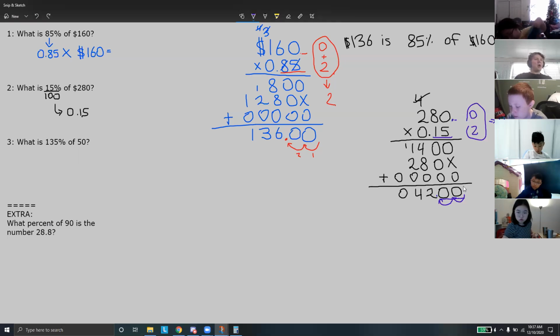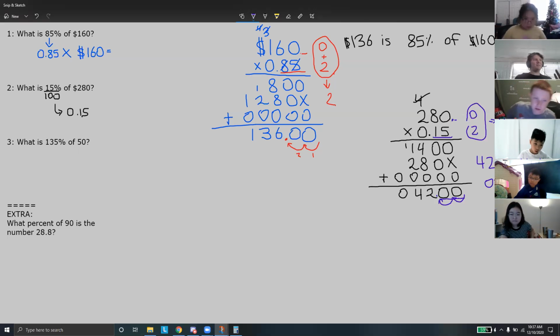Maybe it's that. Oh, so remember, when I'm done with this one, I find 42. I did 280 times 15 hundredths, or 0.15. 42 is 15% of 280. And once again, I use dollars. Usually, we use dollars with this, so it makes sense. Okay, last example.